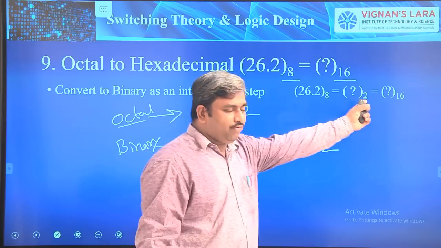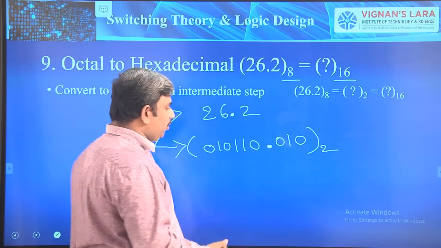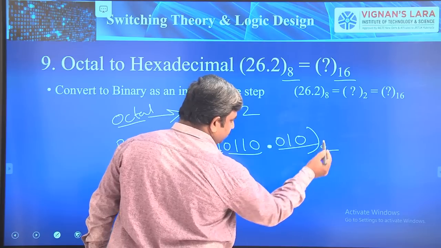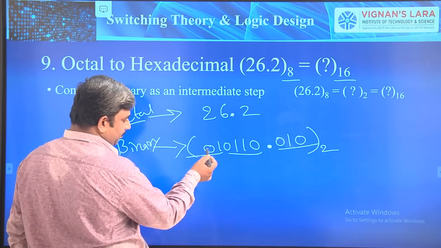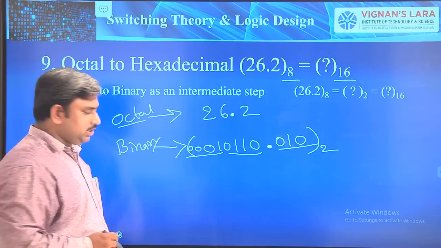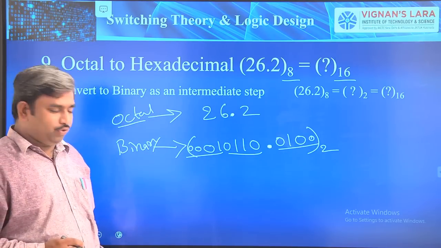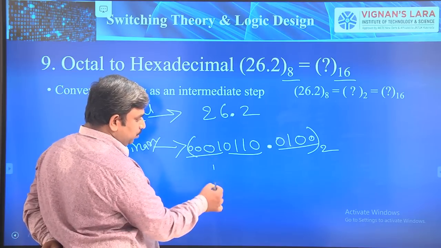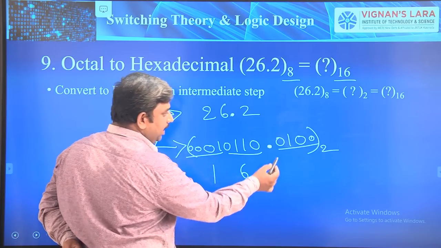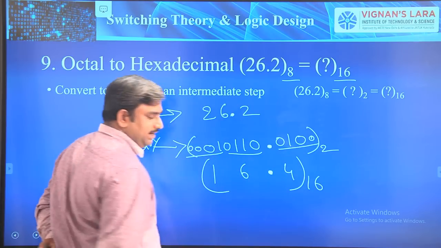Now I want to convert from binary to hexadecimal. How will we convert binary to hexadecimal? You have to make 4 groups. So this is 1 group of 4 and the next group of 4. Here, for making a group of 4, we have only 2 digits, so you have to add 2 zeros more, and here you have to place 1 zero for making a group of 4. Now the value of this one is 1, the value of this one is 6, and here we have the decimal point, and the value of this one is 4. So this is the equivalent value in hexadecimal.